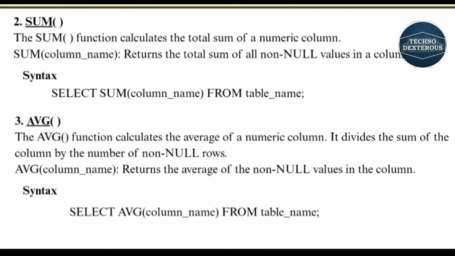Then second is sum. The sum function returns the total sum of a numerical column. Then average. The average function calculates the average of a numerical column. It divides the sum of the column by the number of non-null rows.